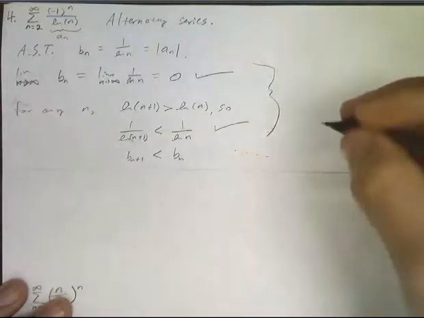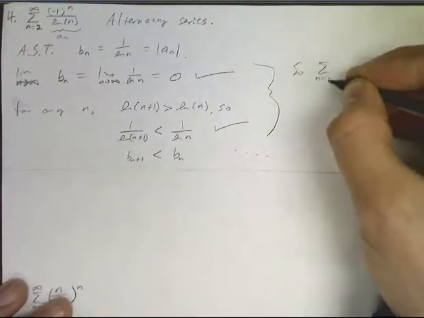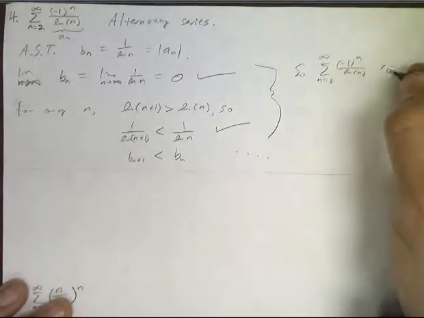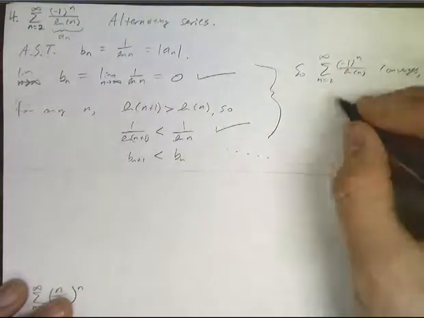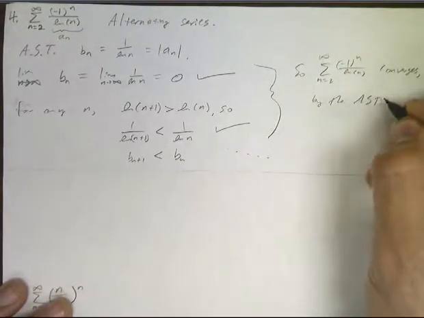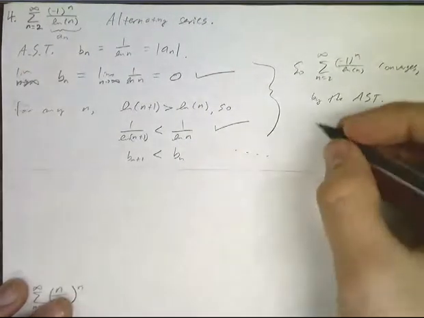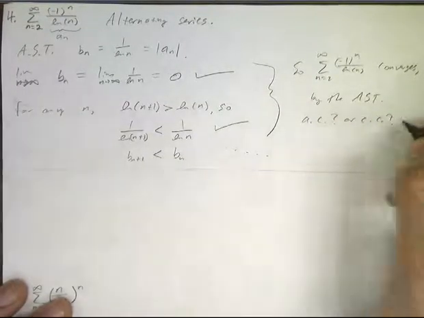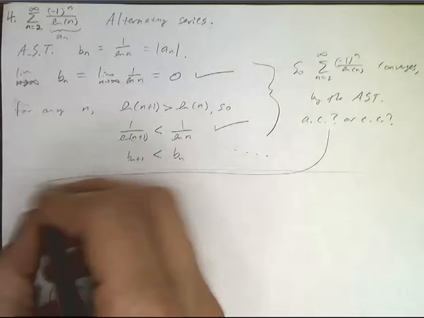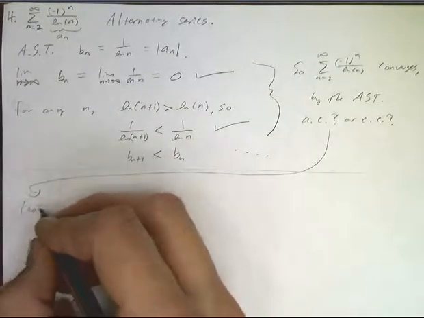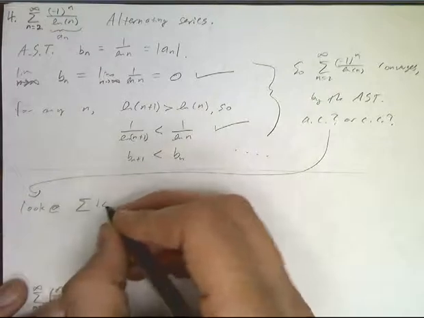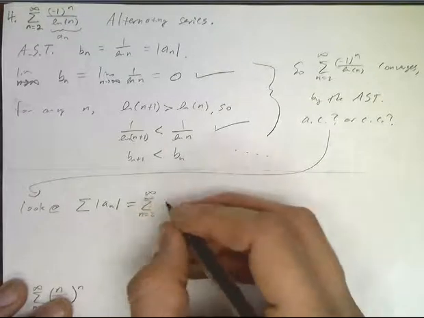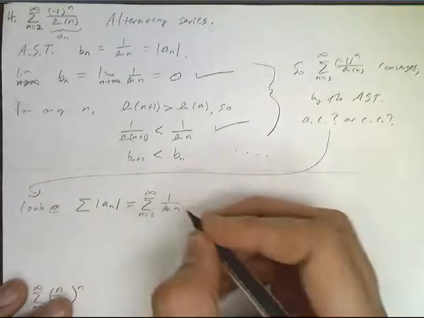So putting all this together, my original series converges by the alternating series test. Is it absolutely convergent or conditionally convergent? Now I have to tell. So I look at the series of absolute values.